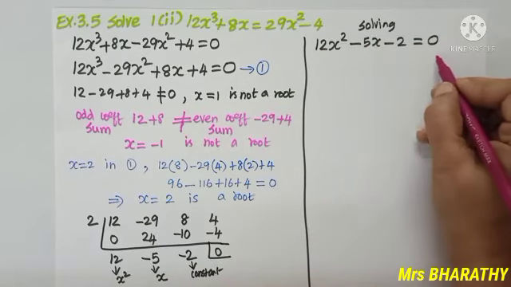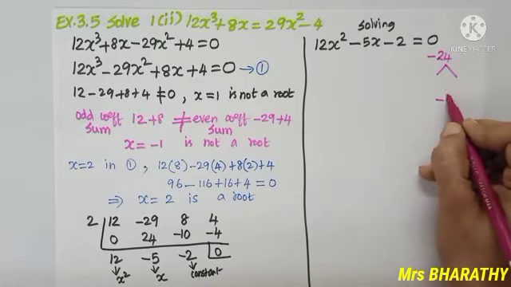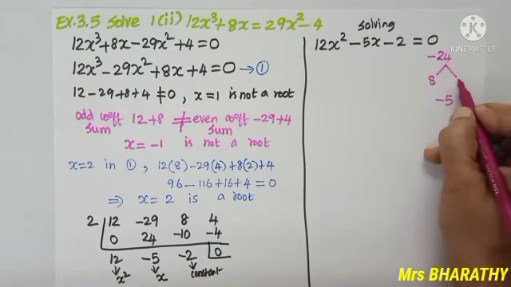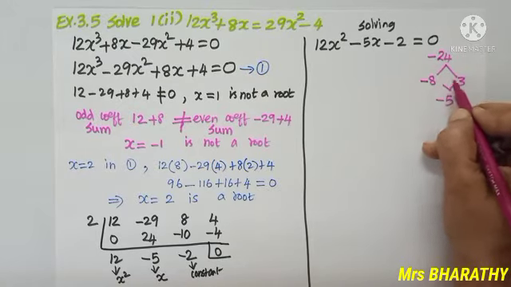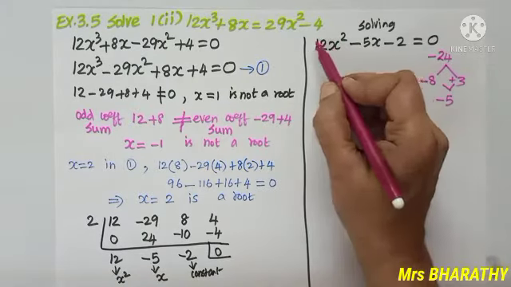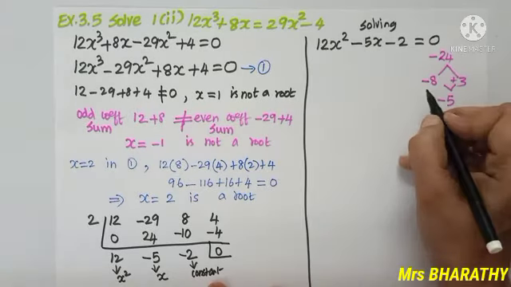12 into minus 2 is minus 24, and I need minus 5. What are the two numbers? It is 8 and 3. Because I have minus, it is minus 8 plus 3. So what are the factors? Here it is 12x square, so we divide by 12x.